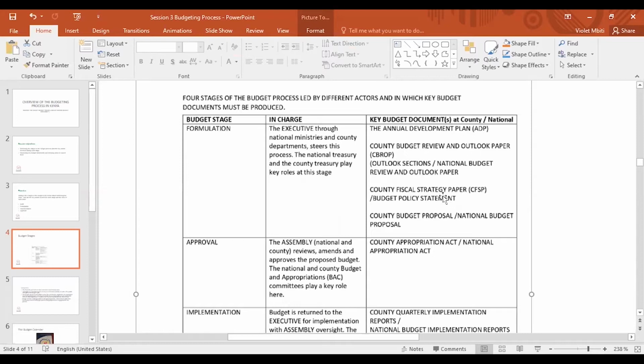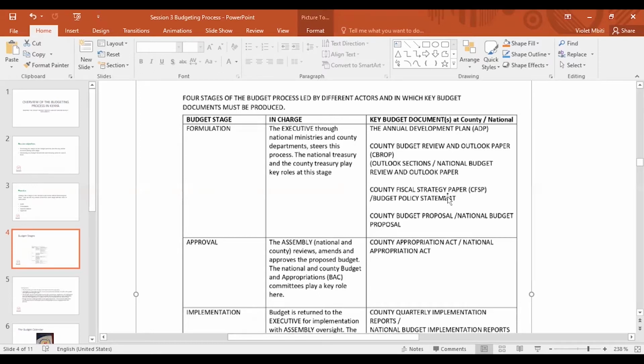At this particular stage, if you want to advocate for a budget allocation for a certain department or a certain sector, this is the crucial time to engage. Later on, we are going to go into detail so that you can understand the content in the county fiscal strategy paper and what you need to advocate for, even in the county Assembly.